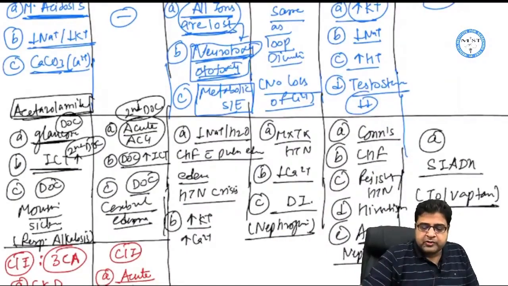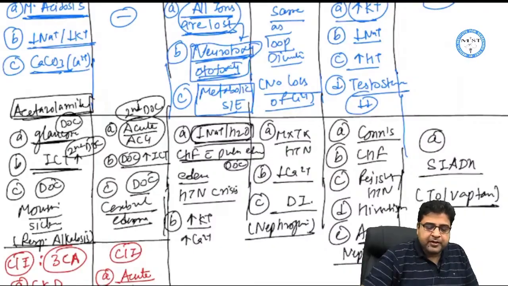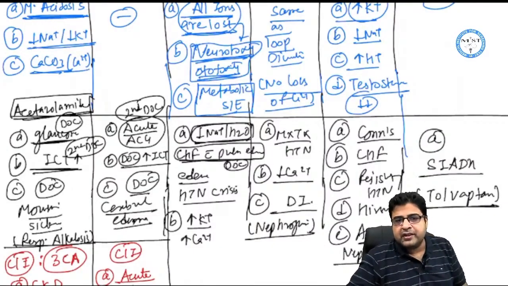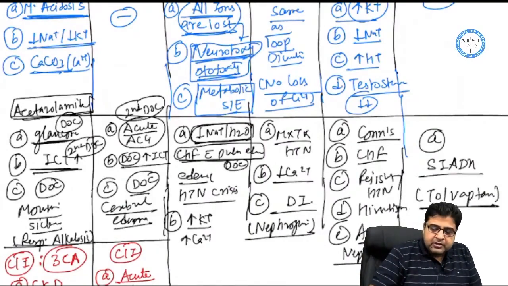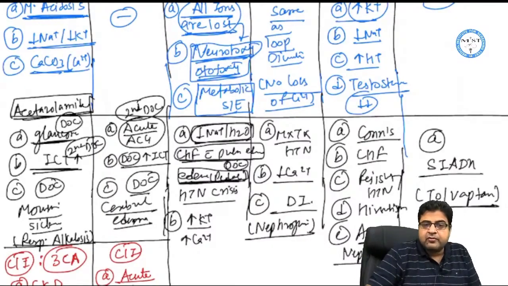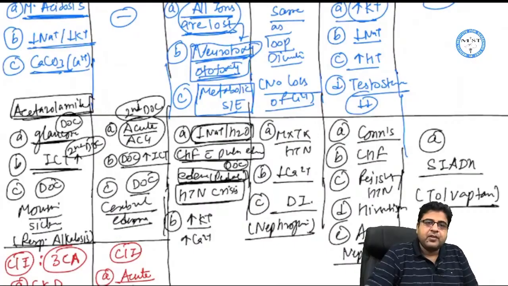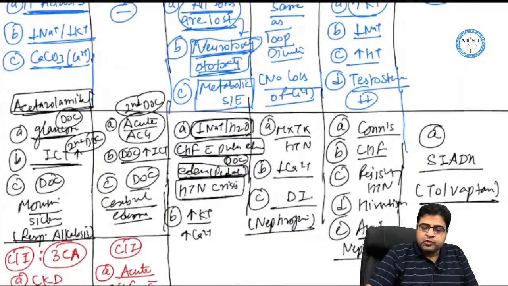These medicines are given to lose sodium and water. Because they cause loss of sodium and water, they are the drug of choice for CHF with pulmonary edema. Apart from that, these medicines are also given for the treatment of pedal edema, as well as for hypertensive crisis. So where we want to lose sodium and water, in cases of CHF with pulmonary edema, pedal edema, as well as hypertensive crisis, we use them.